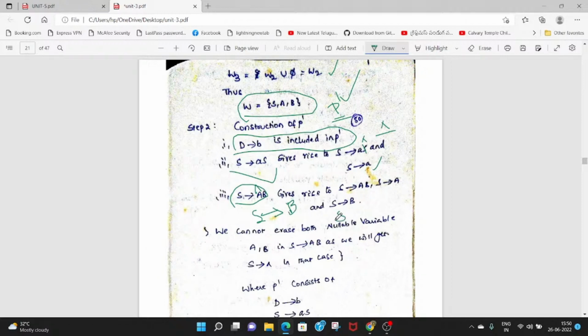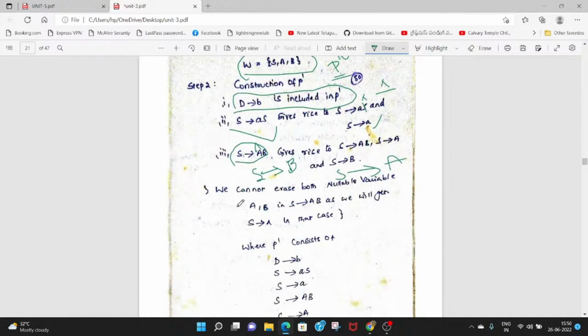Then it is going to derive what? S tends to, if I vanish A, you get B. If I vanish B, it's having A. S tends to A. So we cannot erase both nullable variables.